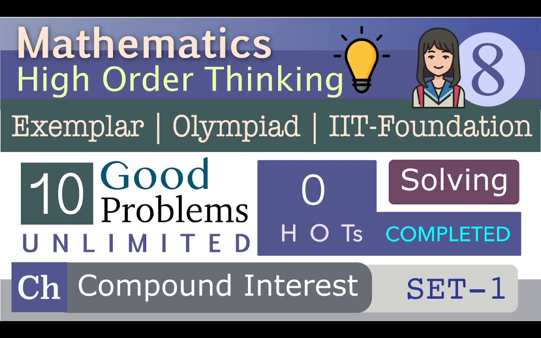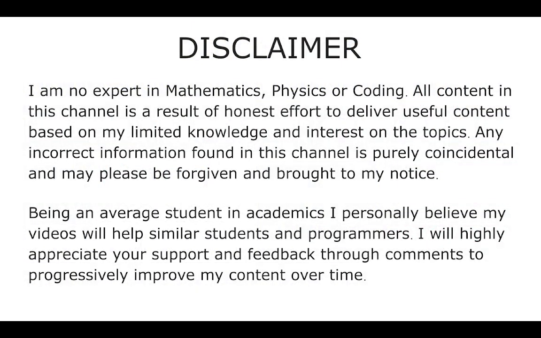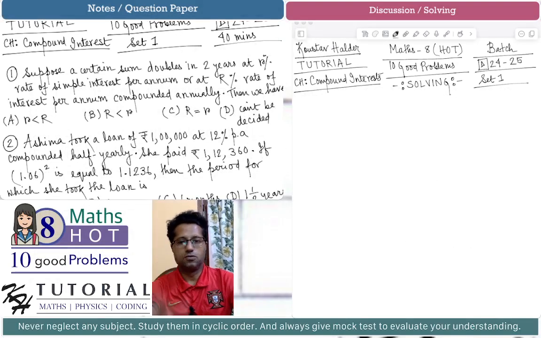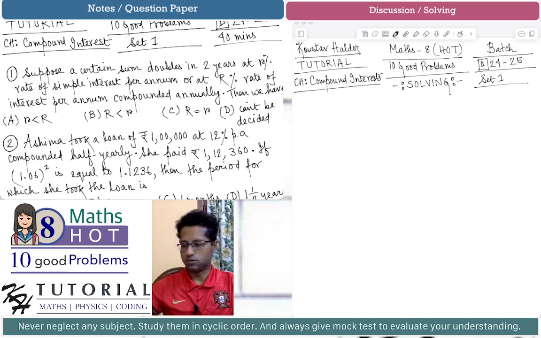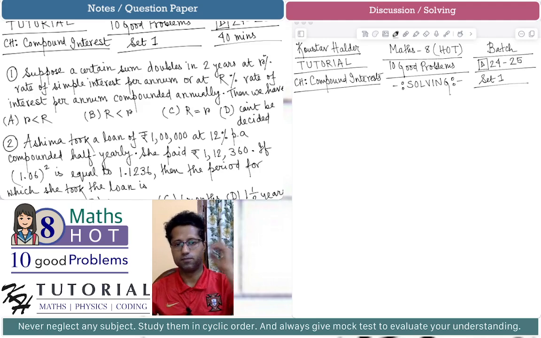So let's get started in solving 10 good problems of set 1 on the chapter of compound interest. Okay, so I have the 10 good problems on the left hand side. I hope the fonts are big enough so that you can read the problems carefully, read the problems properly. Even though the link of the PDF of this problem will be given in the description below, you can also check the PDF from that link.